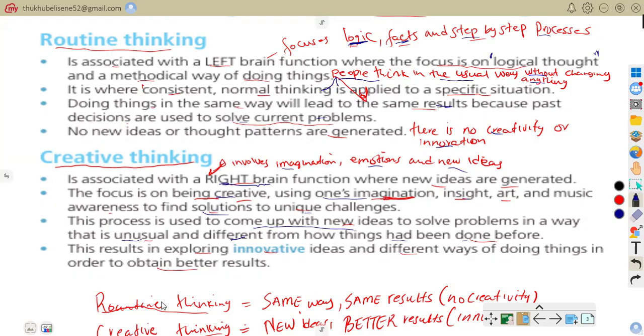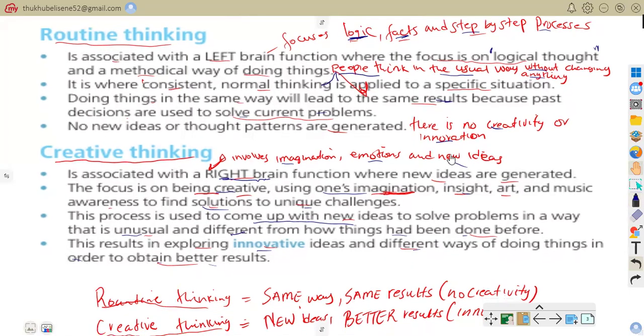Also, it says this results in exploring innovative ideas and different ways of doing things in order to obtain better results. So explore innovative ideas and different ways of doing things, meaning people test and try new methods to improve results. For example, using AI tools to improve customer service. Hope we are together on that.